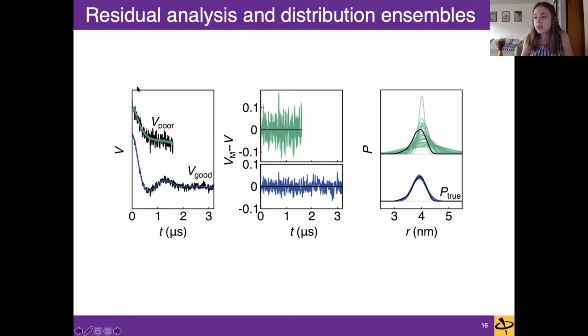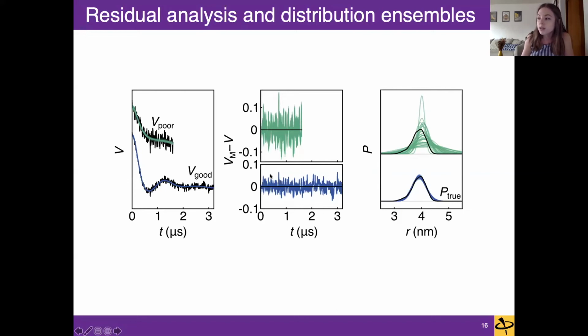The time domain signals for both cases are shown here on the left, with relatively good fit to the DEER data. In the middle, we show the residuals, the difference between the model fit and the raw data, where we're looking for a systematic deviation around this zero line.